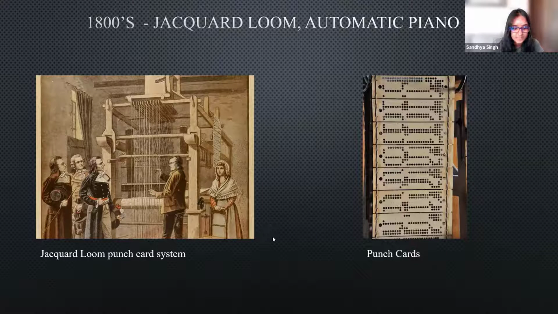So a loom is basically a device that weaves textiles into patterns and materials, and this system allowed them to automate the process. So how it would work is a series of cards would be fed into the loom, and if there was a hole on the card, the needle would rise, and if there was no hole, the needle would stay down. And then this shuttle would travel across the loom, creating a pattern in the fabric.